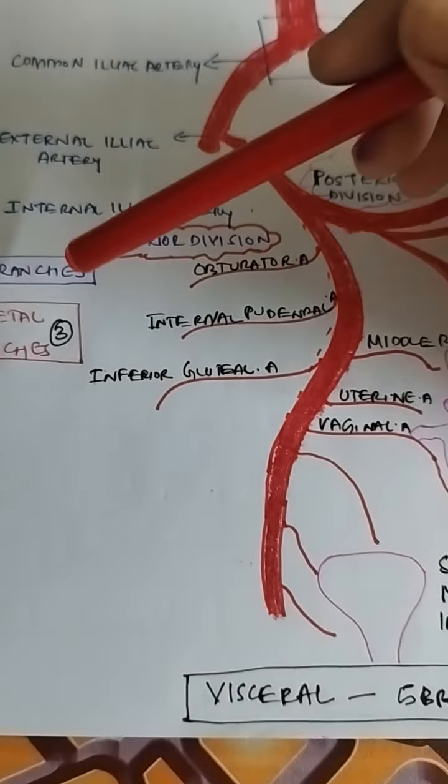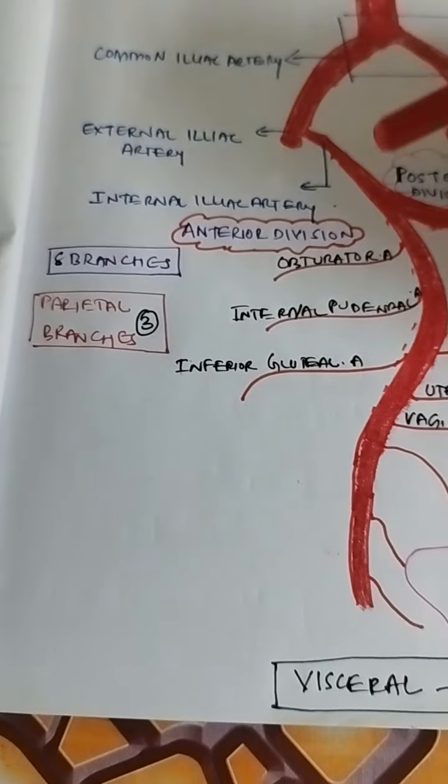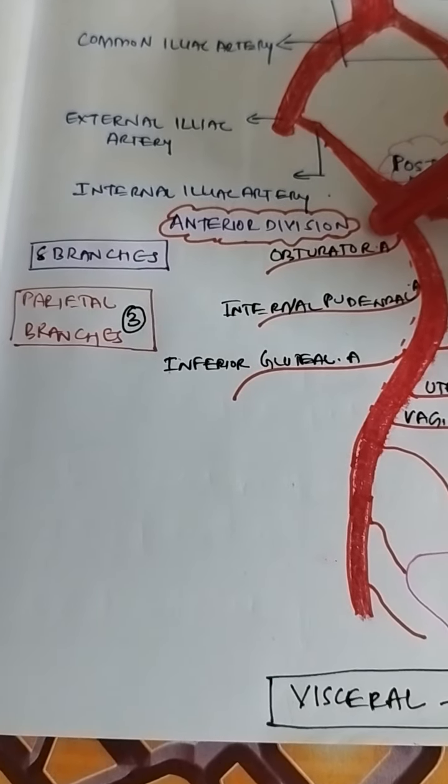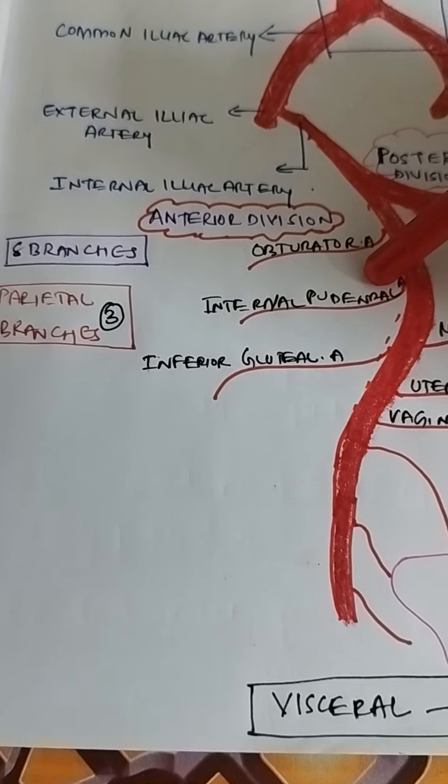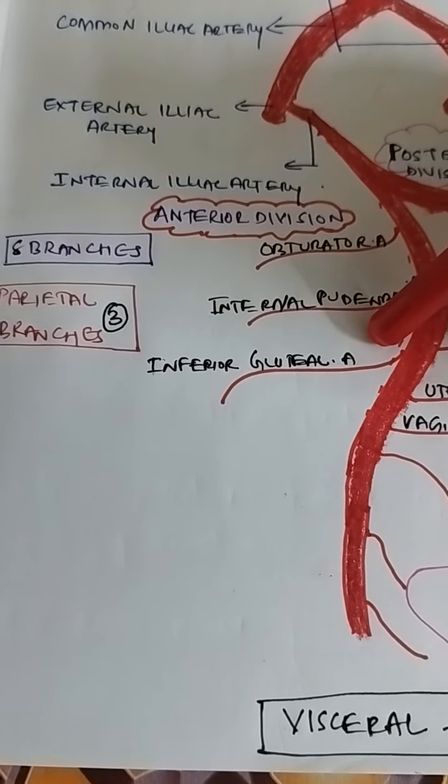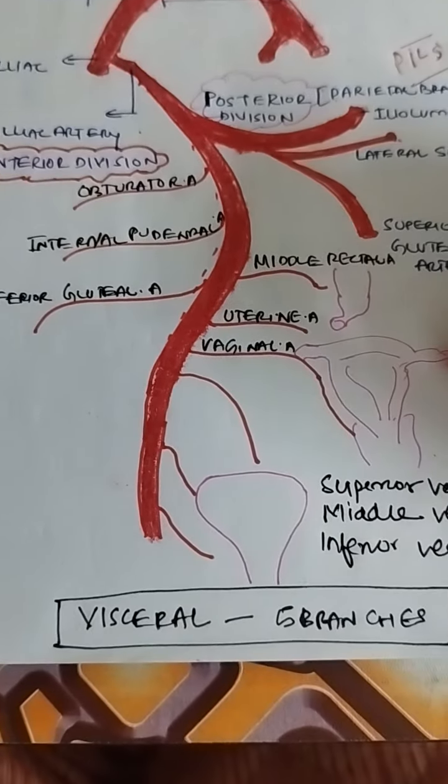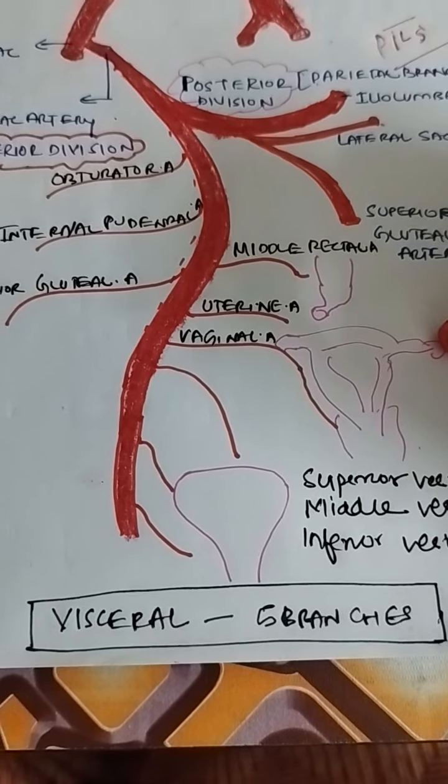So the 3 parietal branches, what are those branches? The first one is the obturator artery. The second one is the internal pudendal artery, and the third one is the inferior gluteal artery. The visceral division has 5 branches.